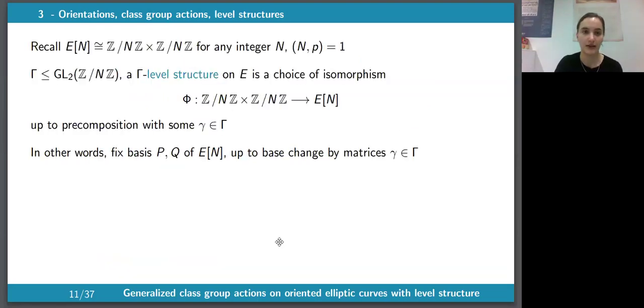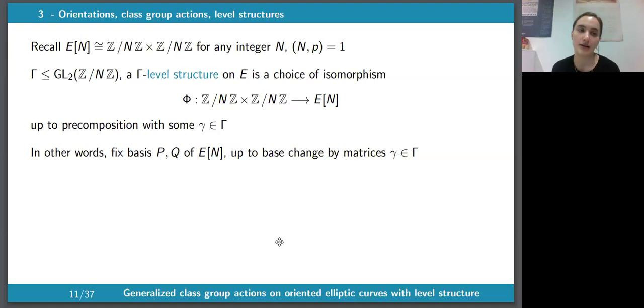So let me now give the definition of level structure. Recall that for an integer n coprime to the base field characteristic, the n-torsion subgroup of an elliptic curve E is isomorphic to Z modulo n times Z modulo n.